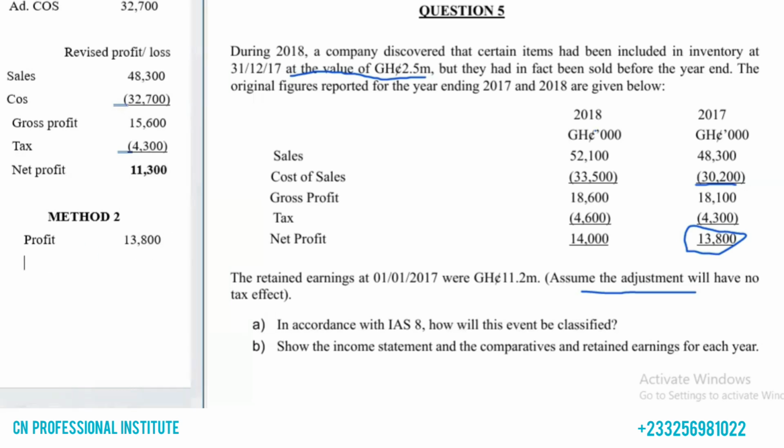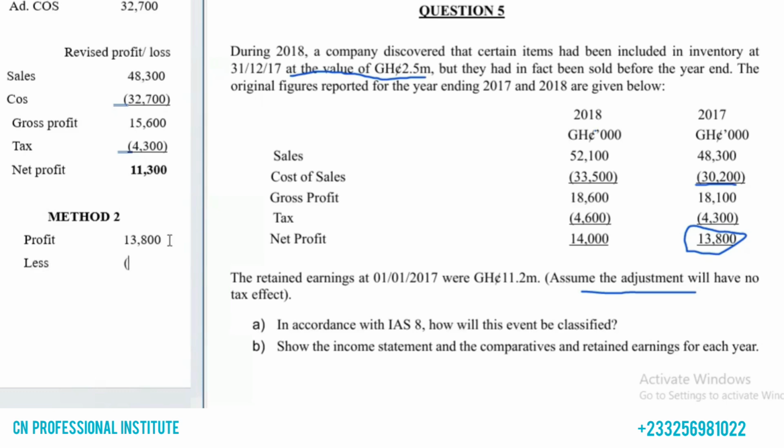Then let's go and adjust the error. Now we said the error in 2017 is that we have overestimated closing inventory, right? We've overestimated our closing inventory. Instead of eliminating the 2.5 million goods that were sold, we included it in inventory. So we have overestimated closing inventory. And when we overestimate closing inventory, we say cost of sales reduces and profit increases. So the impact is that profit has increased. So to correct the error, we have to deduct it. Okay, so we'll deduct the error.